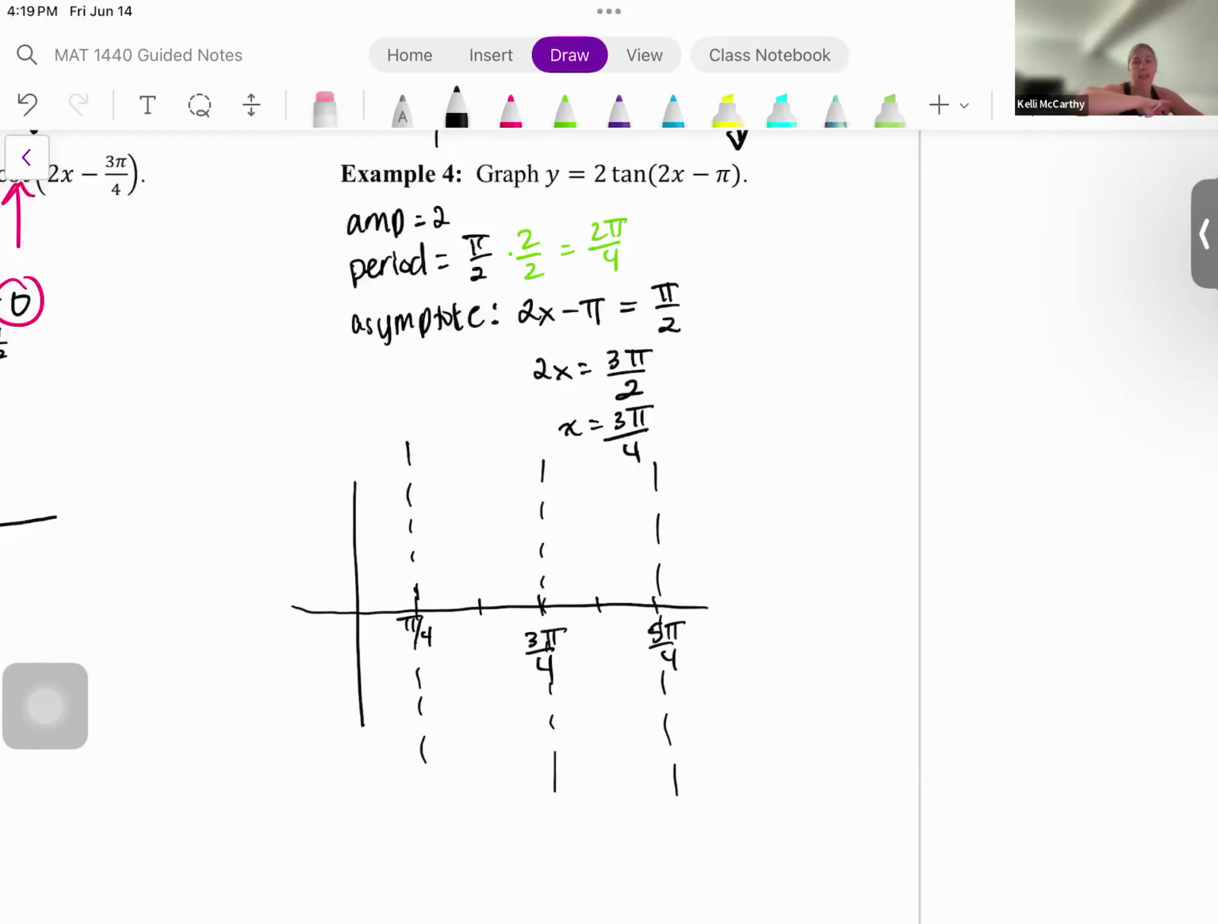Tangent starts at the bottom and works its way to the top. So we need to do some more division of our period into 4 equal segments. Our amplitude is 2, so we're going to mark the vertical axis. So we're here at -2, midline, +2. We can draw one more branch, -2, midline, +2.